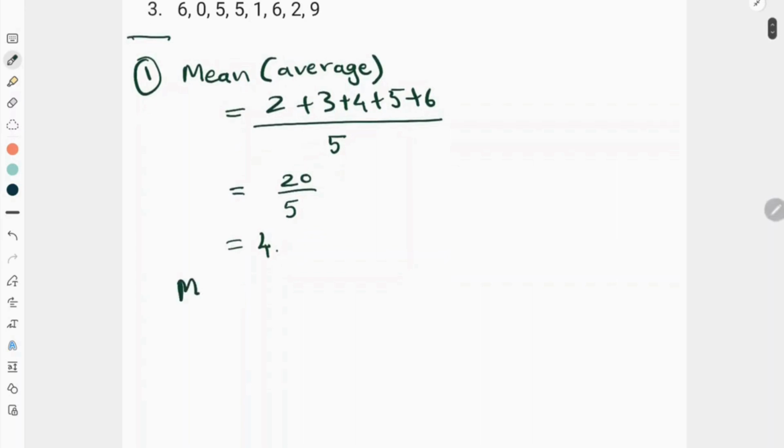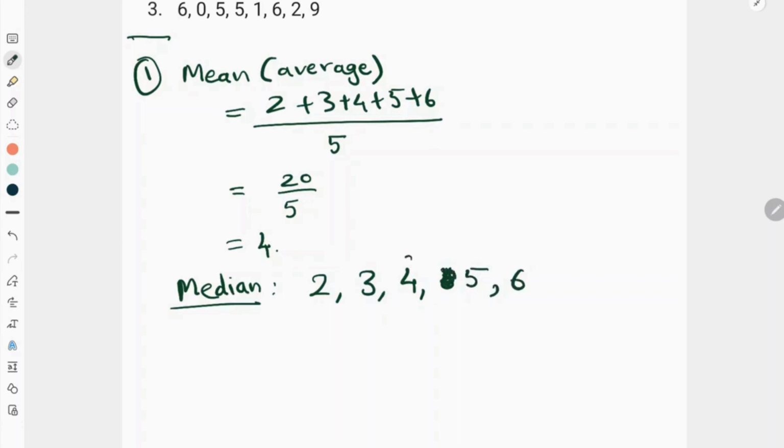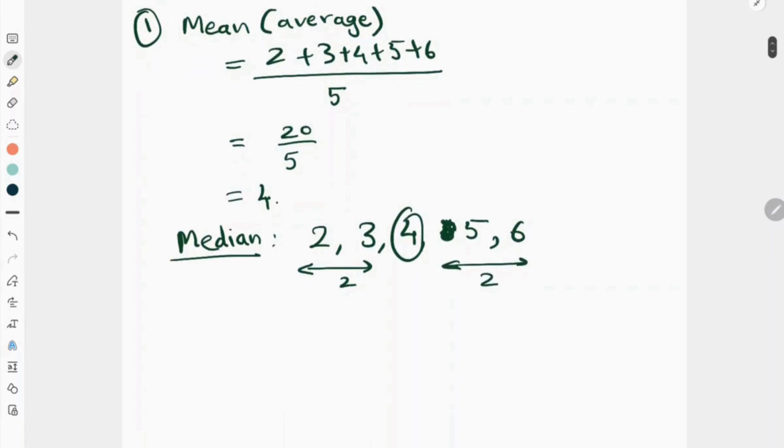And median, so let's sort these numbers. We don't need to sort these numbers, I'm just doing it for simplicity. The numbers are 2 3, they are already in sorted order, 5 and 6, and I take the middle number. There are two numbers here and two numbers here, and that's the middle number. Note that the actual values of these numbers will not matter. Suppose I change the numbers slightly. Let's suppose I make it minus 1, 1.5, 4, 55 and 10,000.